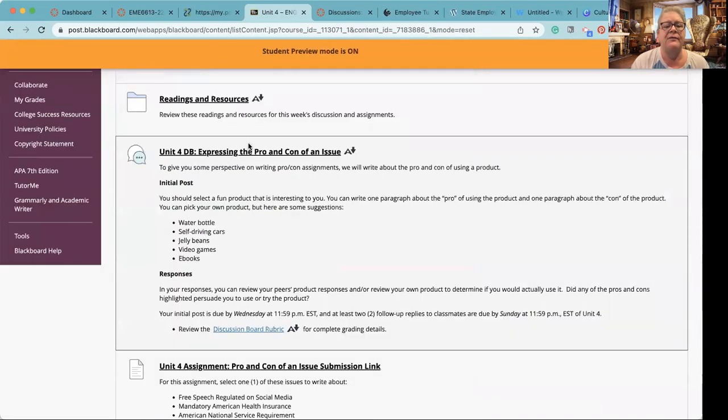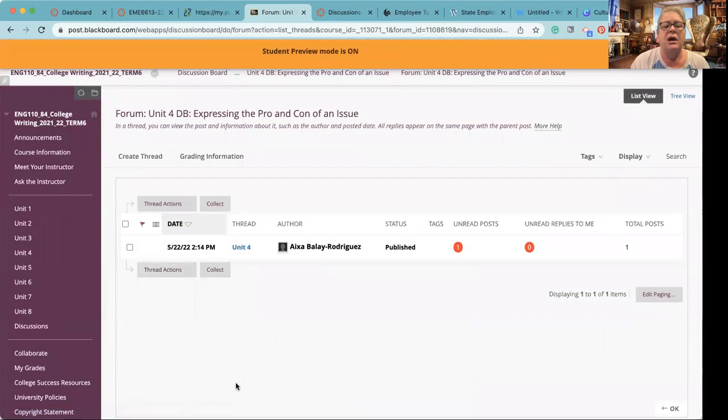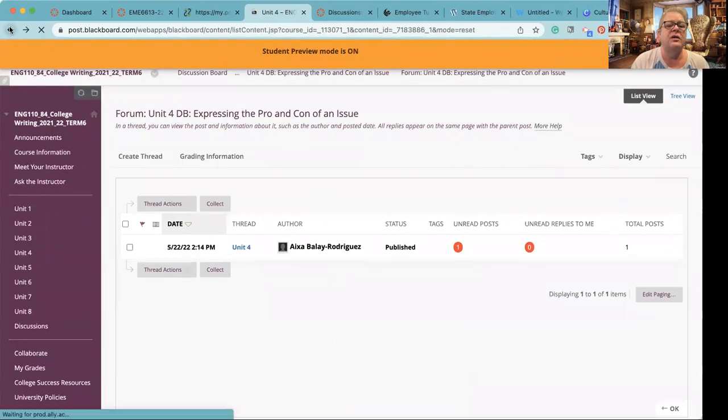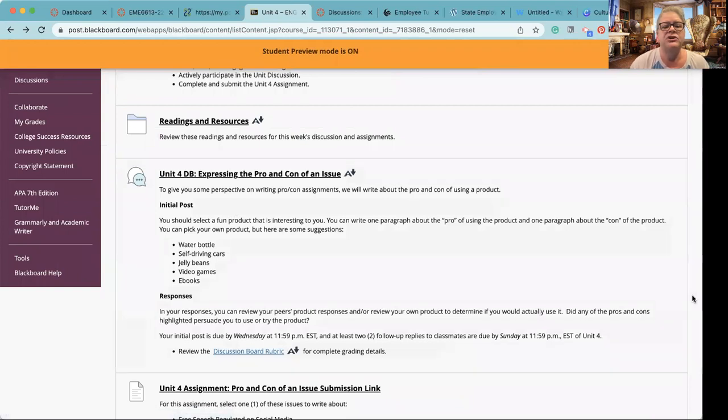Let's talk a little bit about the discussion board. With the discussion board this week, you're going to be looking at pros and cons of a product. So we're going to be talking about pros and cons of an issue in the argument essay, but we're going to start with something that you can write about from your own perspective.